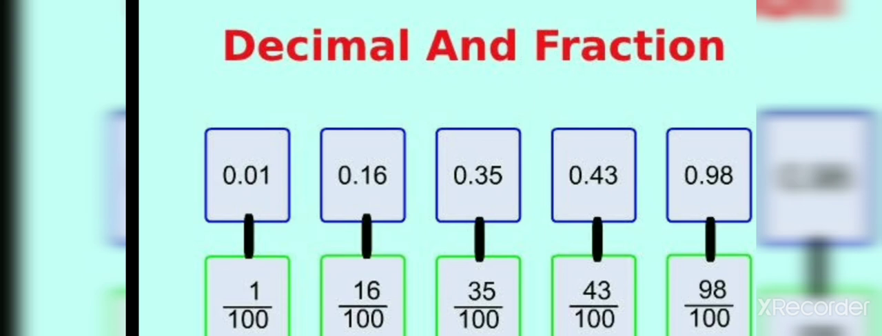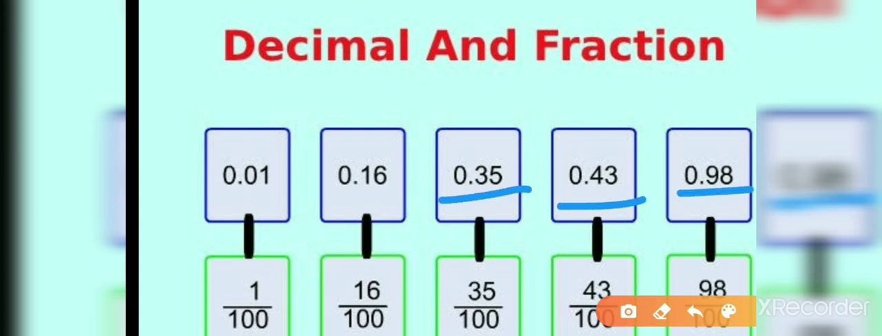Okay, same way for 35 by 100, 43 by 100 and 98 by 100. Denominator there are two zeros. Numerator also we have two numbers. So we can write it as 0.35, 0.43 and 0.98.